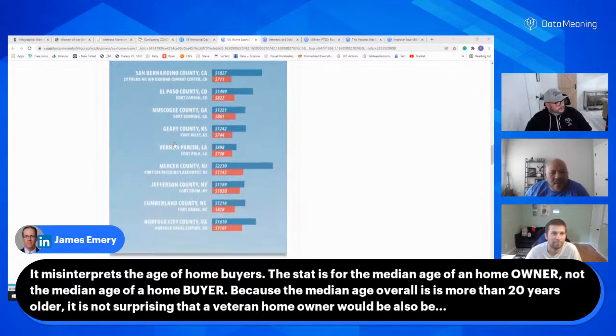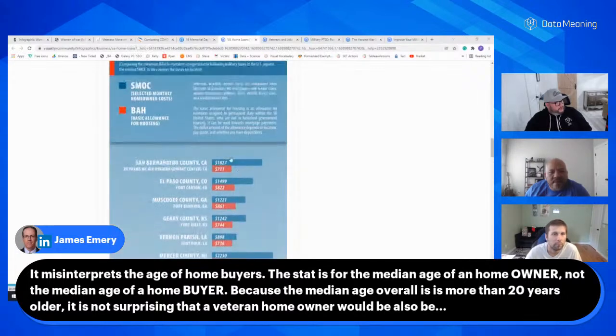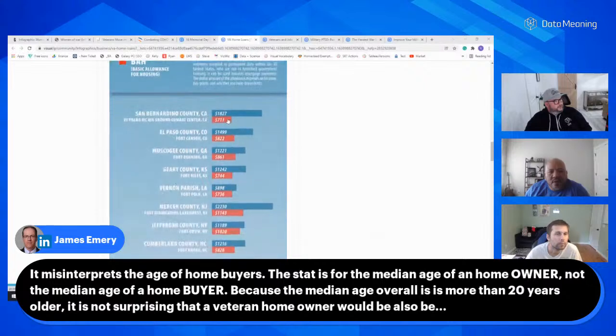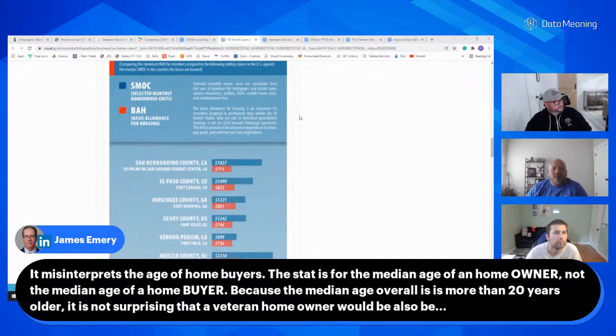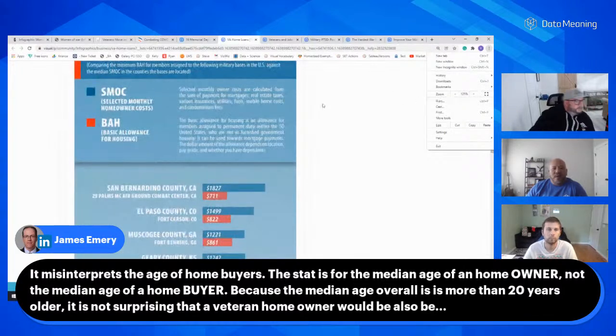I'm not sure what this is. I'm going to have to look at that. But oh, selected monthly homeowner costs, basic allowance for housing. Look at that. Of course, California, super high. Yeah. So as a member of the military, you get a basic allowance for subsistence, that's BAS, and basic allowance for housing, that's BAH. And it's supposed to help you live off the local economy.